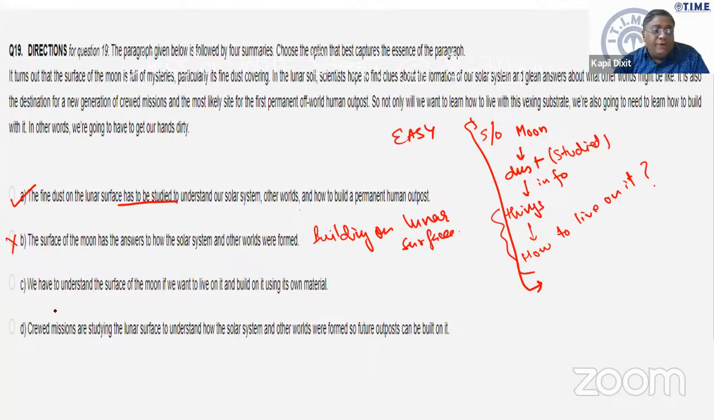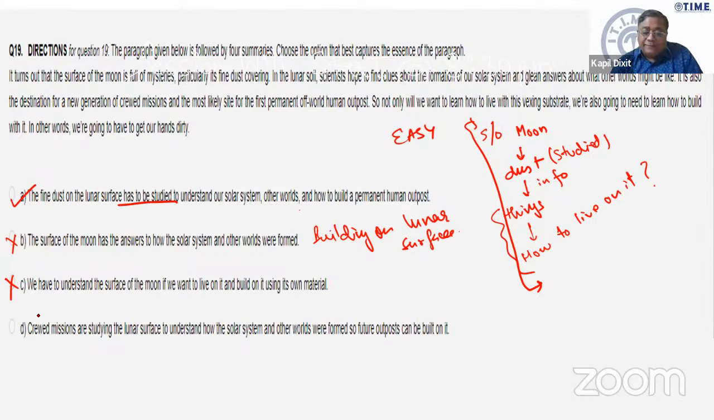We have to understand the surface of the moon if we want to live on it and build on it using its own material. C, a lot of people would have marked C also. Now, C is discussing the second part of the para. First couple of ideas mentioned in the paragraph are missing. So if you look at C as a choice, the first part of the para is missing. There are two parts of the paragraph here. The entire para should be covered in the answer choice so that you could have marked it as the essence. So this is also wrong.